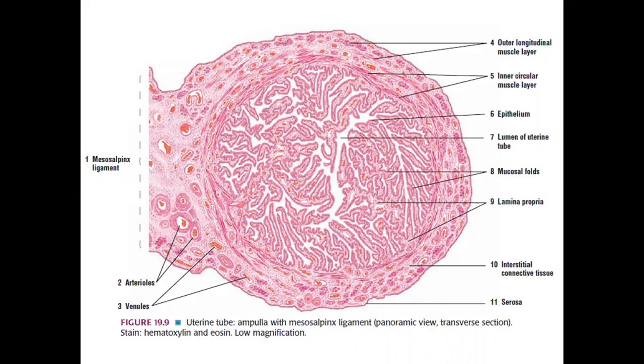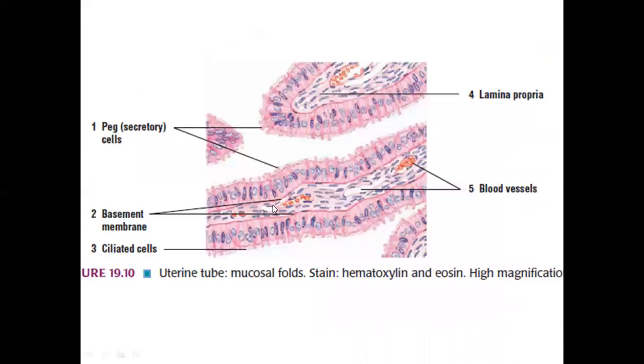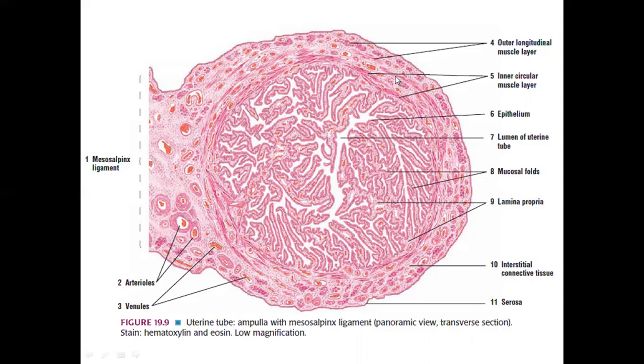Simple columnar epithelium has two types of cells: simple columnar ciliated cells and simple columnar non-ciliated secretory cells, also known as PEG cells. The core of the mucosal fold is formed by the lamina propria. Middle layer is muscular layer. Inner circular muscle layer and outer longitudinal muscle layer, and outer covering is serosa composed of loose connective tissue and mesothelium. That's all about the histology of the uterine tube.